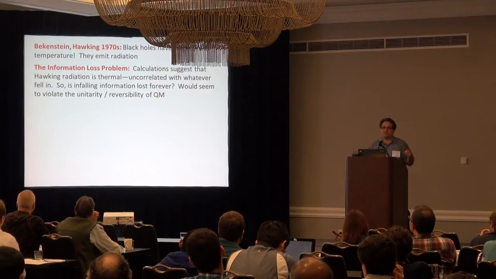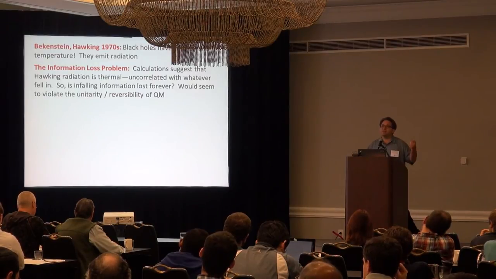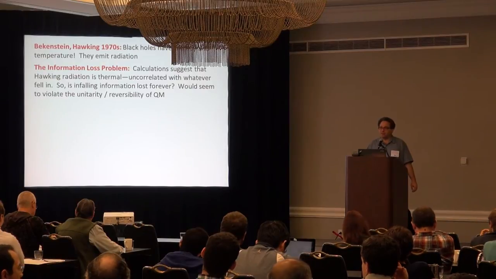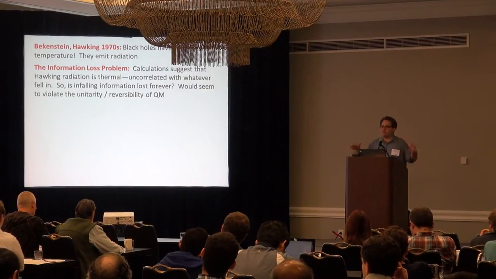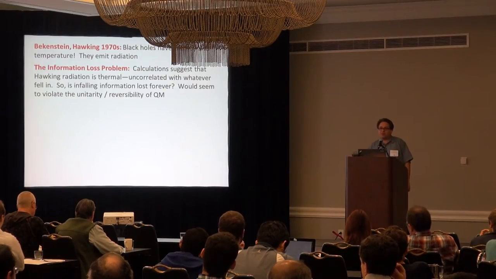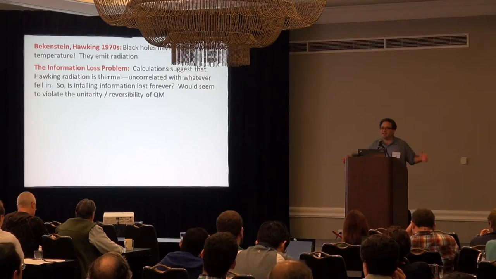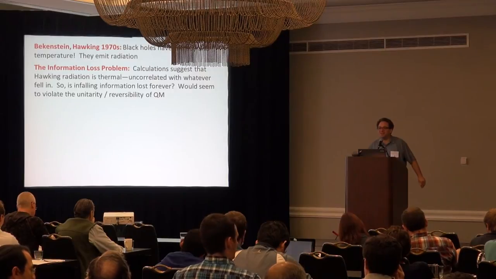But this gave rise to the famous information loss problem. The same calculation in quantum field theory in curved space-time that Hawking did, that tells you that the Hawking radiation exists in the first place, also suggests that this radiation should be completely thermal. It should be totally in a mixed state, uncorrelated with the actual quantum state of the information that fell into the hole. And so to a faraway observer, a black hole would seem to be a system that evolves a pure state into a mixed state. So it's a lossy channel, I guess, or a non-unitary channel.